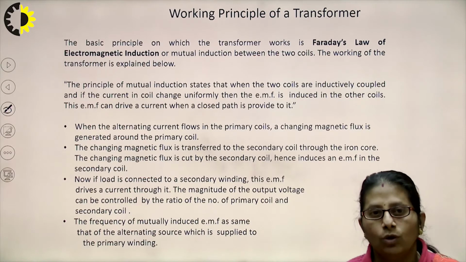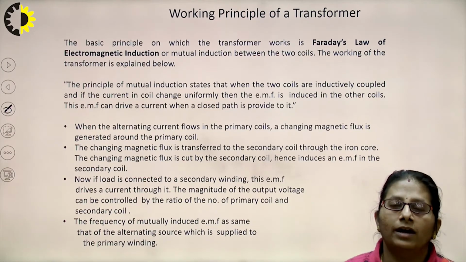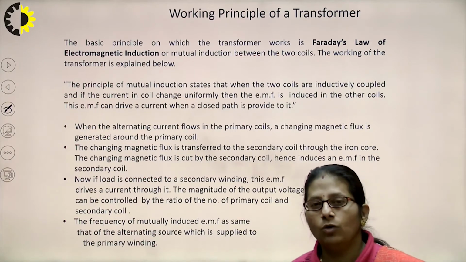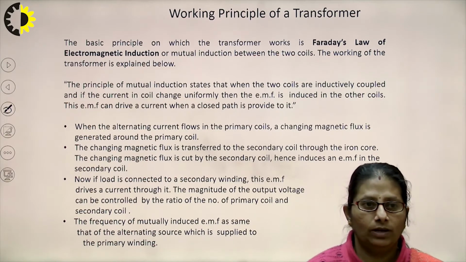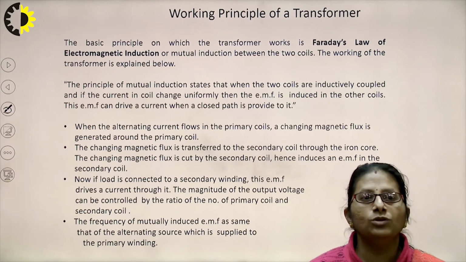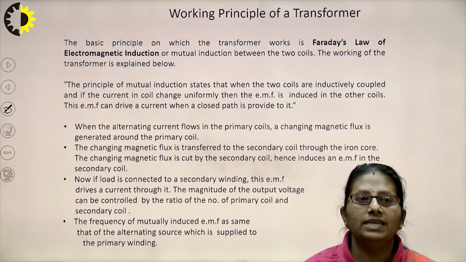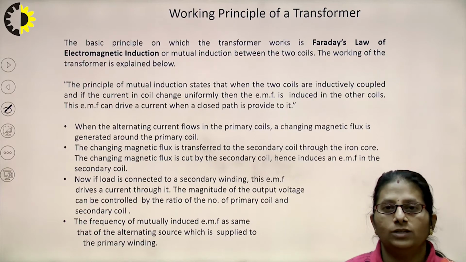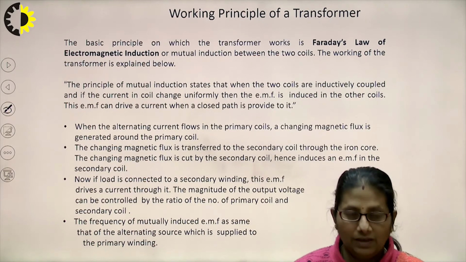The magnitude of the output voltage can then be controlled by the ratio of the number of primary turns to the number of secondary turns. But the frequency of this mutually induced EMF remains the same as that of the alternating source which is being supplied to the primary winding, right.